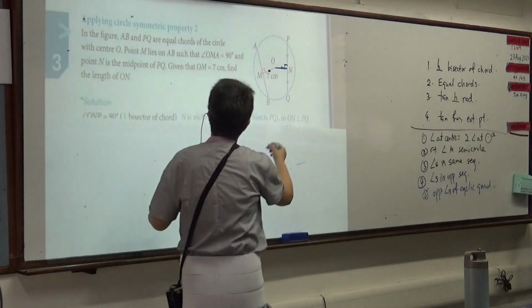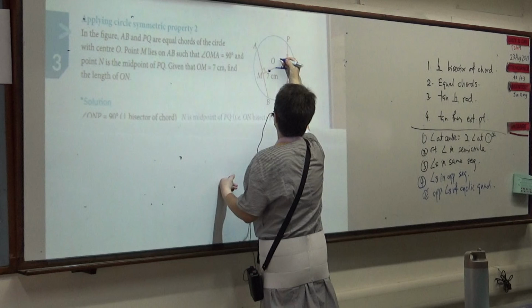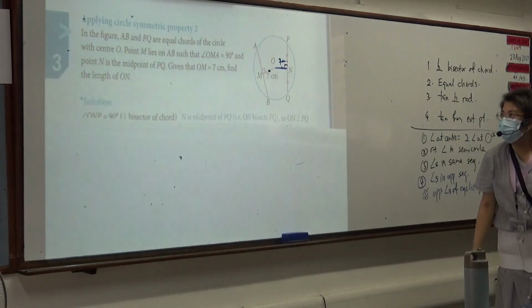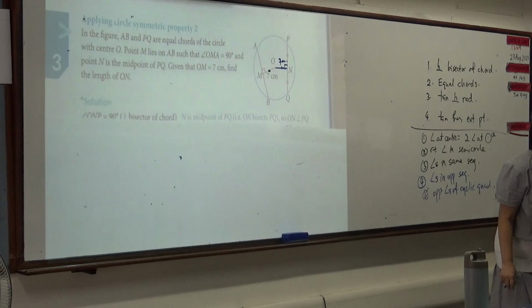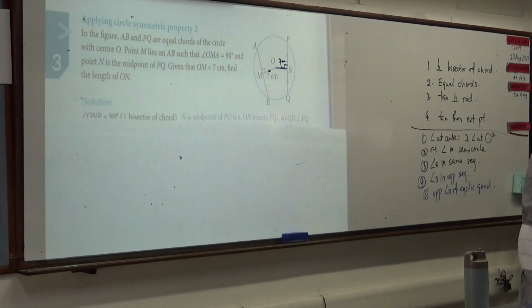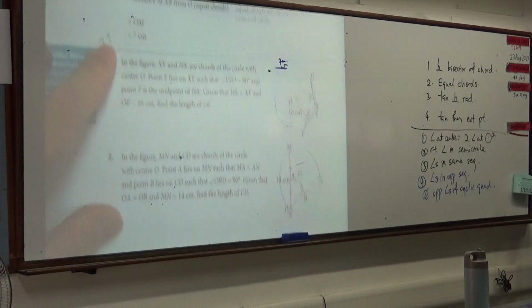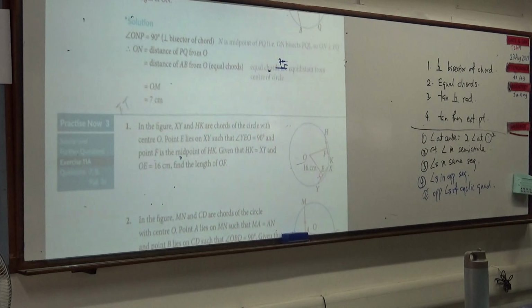They tell you ON is what? ON is 7. So ON will also be 7, right? Because they're equal chords and they're equidistant from the center. Do you agree? Yes or no? So this is a very straightforward one. So let's take a look at the answer here. Because of equal chords, straight away it is 7 here. No need such things. Everybody okay? Can or cannot? Can, okay.